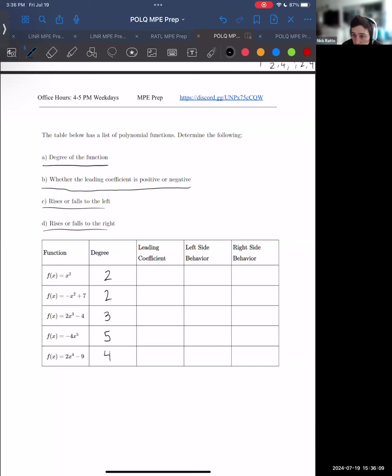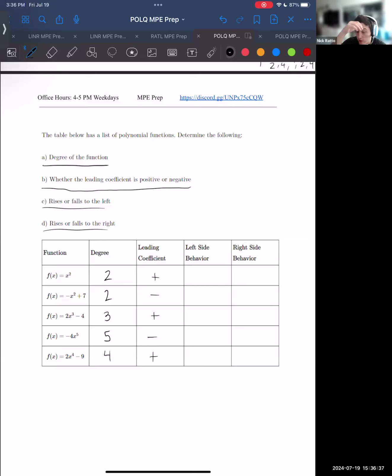Here, we want to identify whether the leading coefficient is positive or negative. First one is going to be positive. This is going to be negative. Here we have positive 2 as our coefficient, so that's a positive. Negative 4 as our coefficient is negative. And then positive 2, that's a positive coefficient.